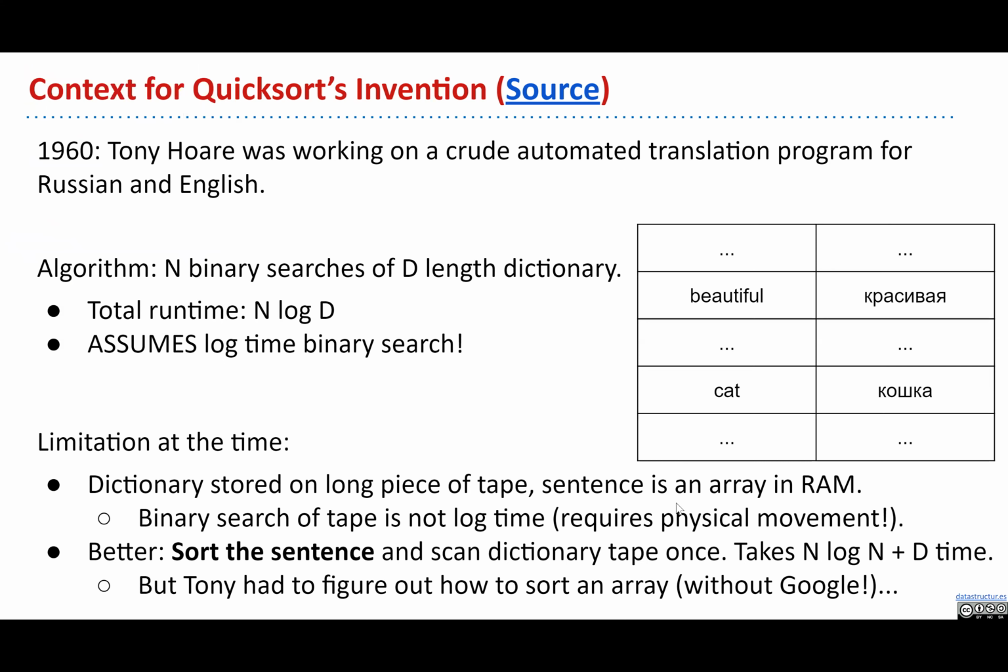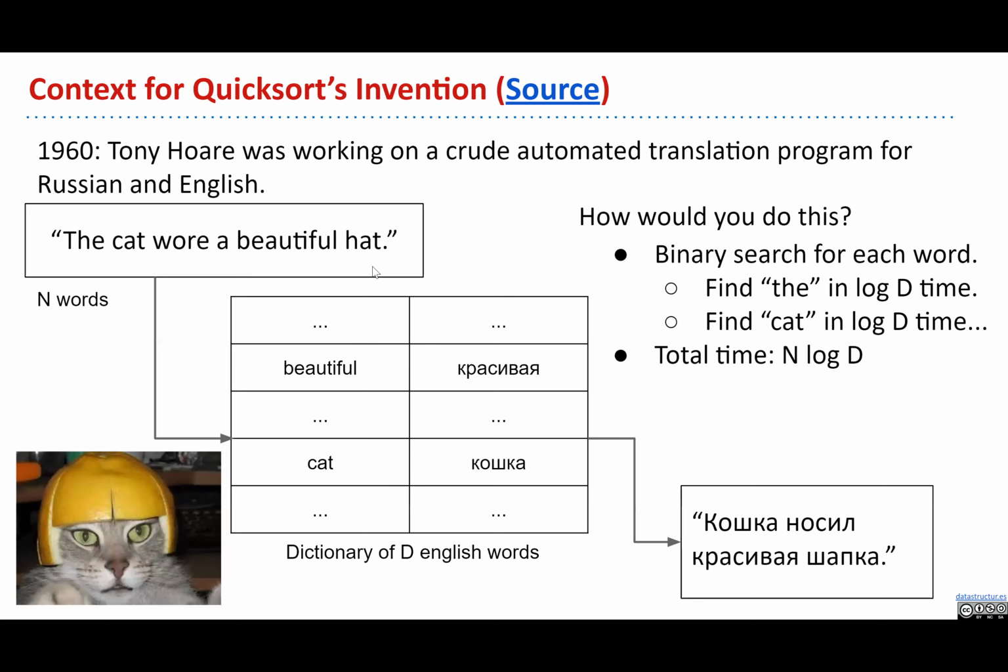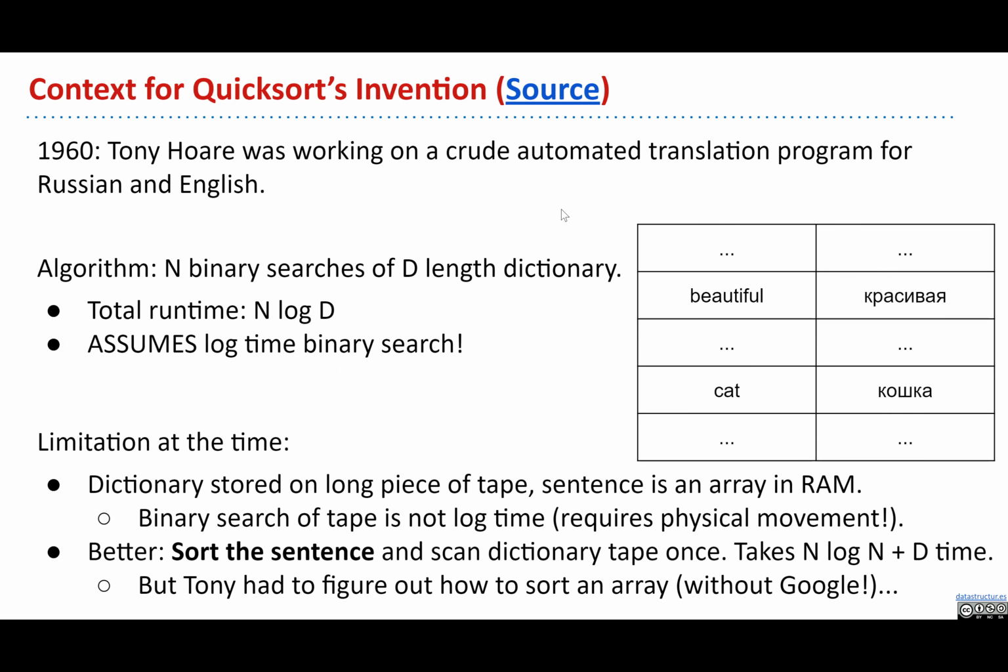So he'll sort that, and with modern sorting technology that takes n log n time, which is going to be very small, and then we just scan through the tape once. So I have the sentence "the cat wore a beautiful hat." Once I've sorted that sentence, I'll find "a," then go through and find "cat," and so forth. I'm just going to go through the tape exactly once using my sorted sentence.